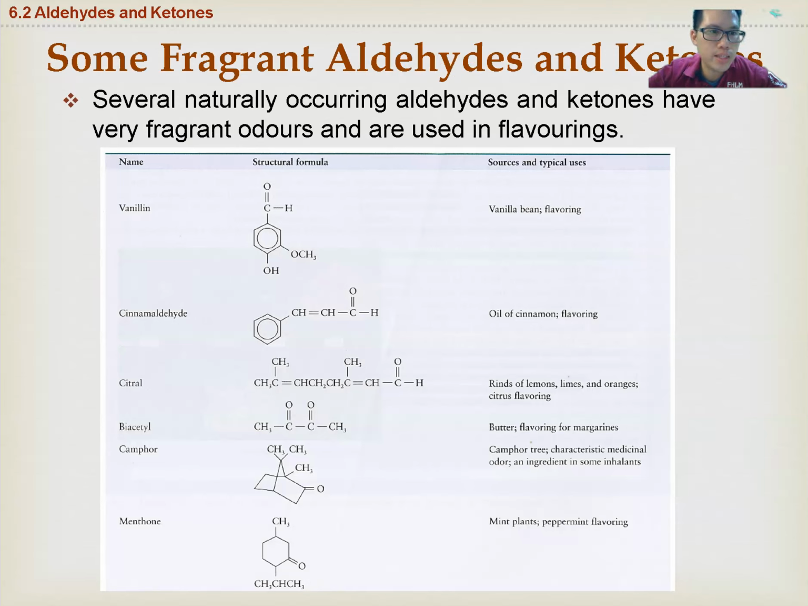Then there are some other molecules as well: vanillin, cinnamaldehyde, citral, biacetyl, camphor, and menthol. All of these contain aldehydes or, in this case, ketones. So you can see carbonyl groups are in these molecules.